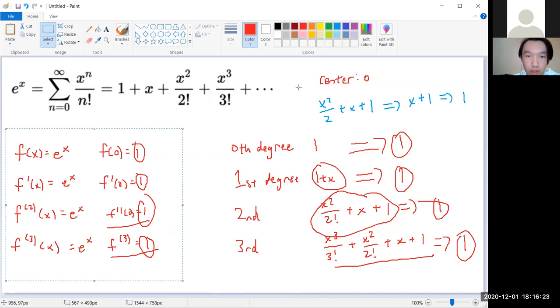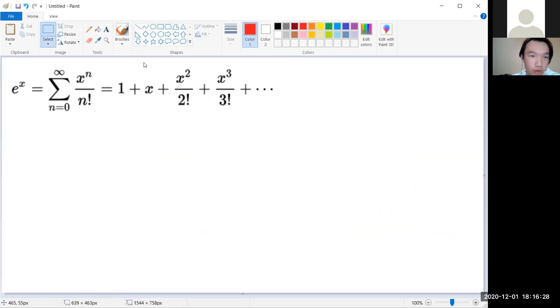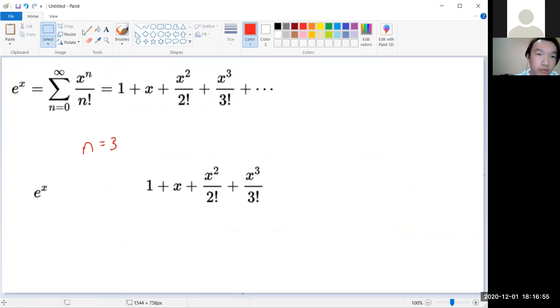All right, so let me just erase this. So for example, if I gave you, say, n equals 3, then that means we're going to have this function. And then because n is 3, that means we're going to have just up to the third power, right? So we're going to have this. This is not the whole Taylor series, this is just part of it.